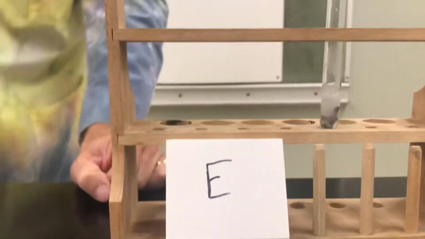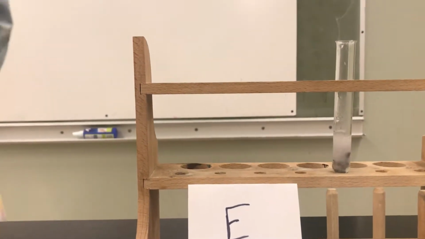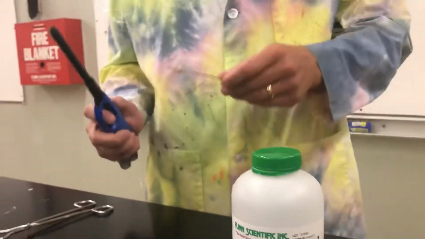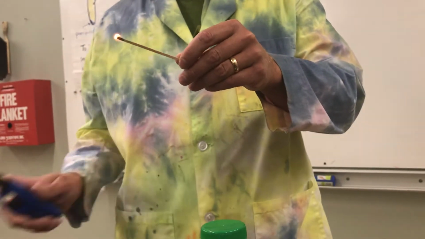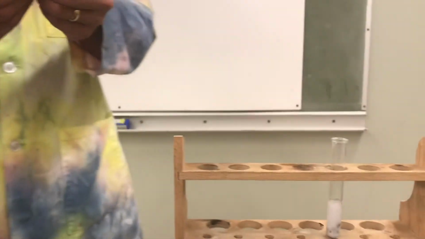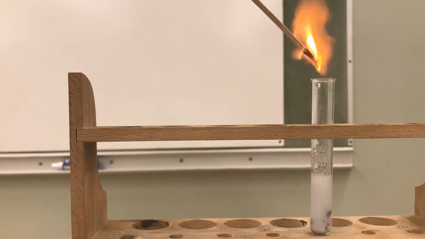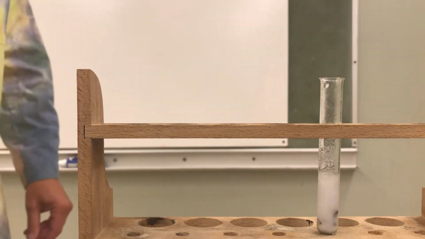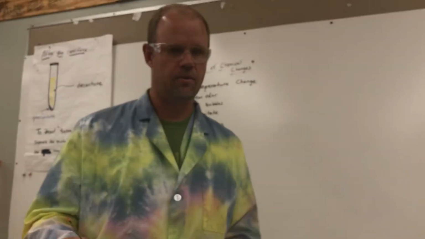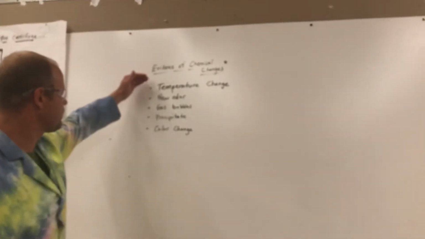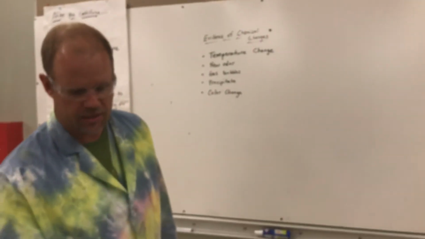Okay? So now what I'm going to do is I'm going to do a second part to this. I'm going to take a little wooden splint and light it, and I'll put this over the top and see what happens. Now, all we saw was just a little poof there, but obviously some sort of change happened. Okay? Take a look at our evidences of chemical changes. Okay, and we're going to talk about that very last little part in the next section of the lab.